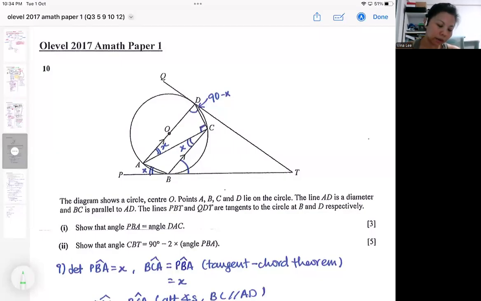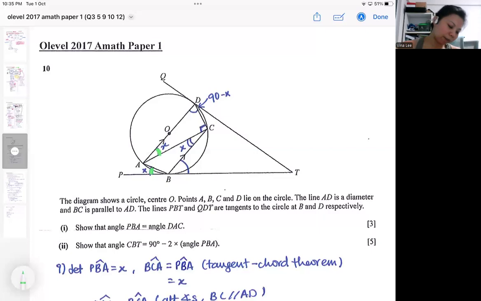I think this plane geometry question is not very difficult if you do the correct setup of the algebra. For the first part, they want you to prove the two angles are equal. The trick will be to let one of the angles be your algebra. You can choose, so it's either this or DAC.